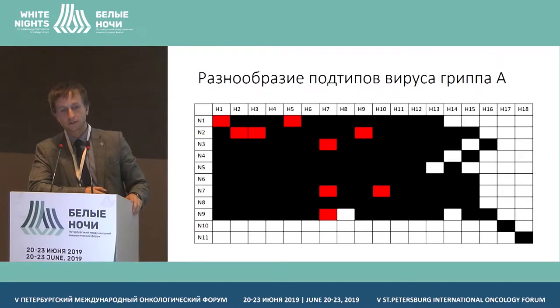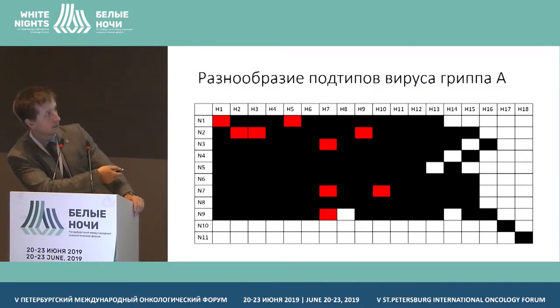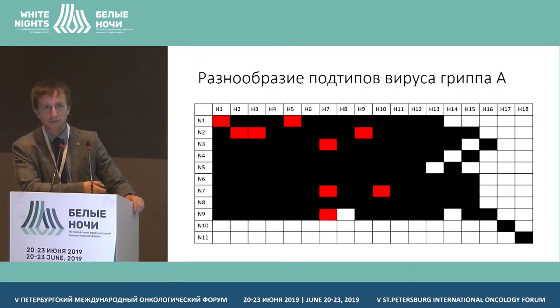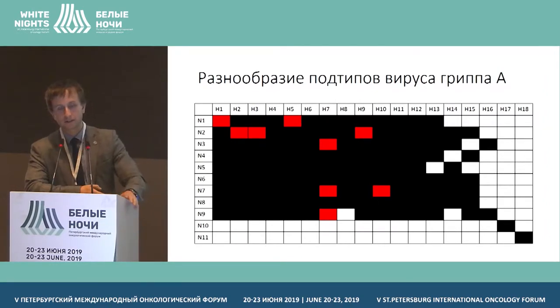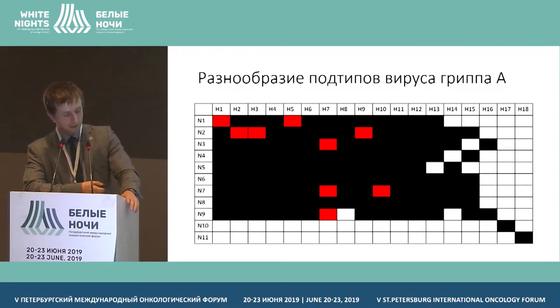If we take a look at the host specificity, red shows the viruses which could infect human beings. There are just a handful of those. The overwhelming majority of the remaining viruses are shown in black. These are flu viruses infecting birds, and most of them are low pathogenic for birds and induce asymptomatic infections. H18N11 and H17N10 are bat viruses, a very exotic variant discovered quite recently.